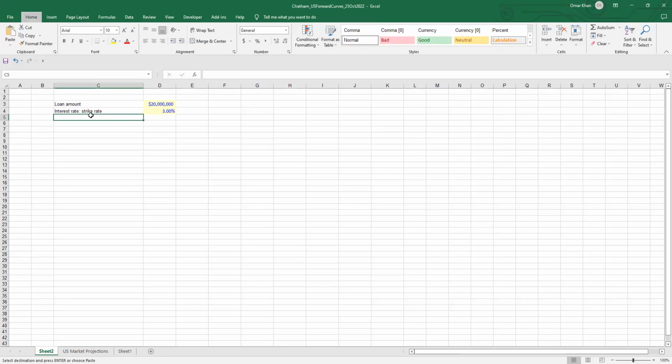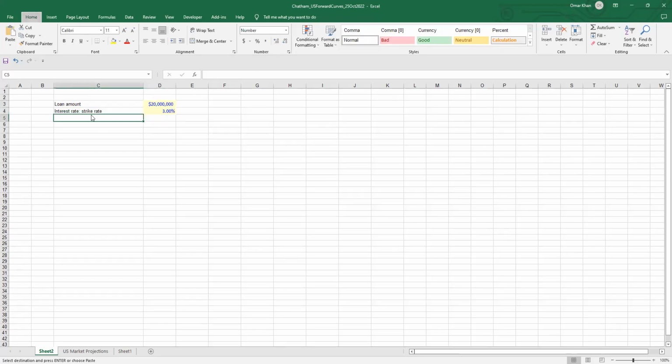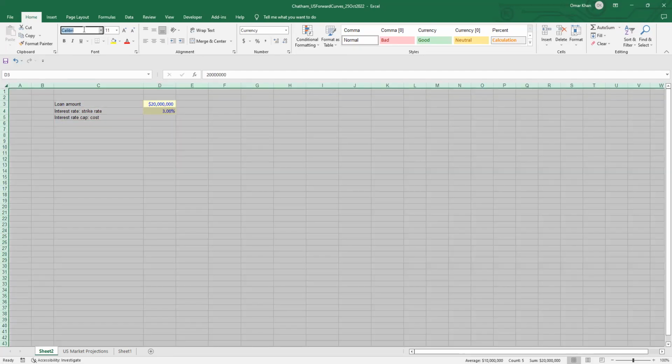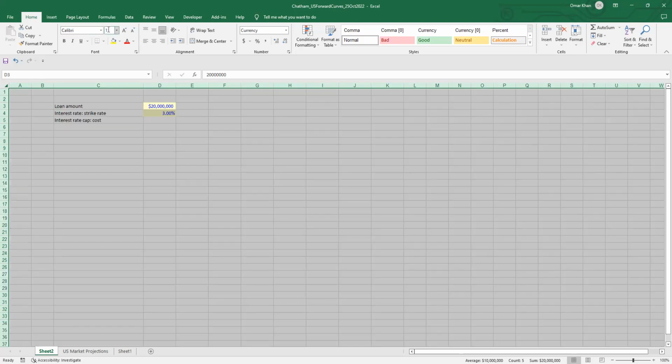Then we have what is the cost. Now, anytime you're going to do this, there's going to be a cost associated with this as well. So what is the interest rate cap cost, as an example? Let me do it like this, right? What is the cap cost around it? How are all of these things done? Let me also make this Calibri because I kind of like that font, right? 11, this is a good size.